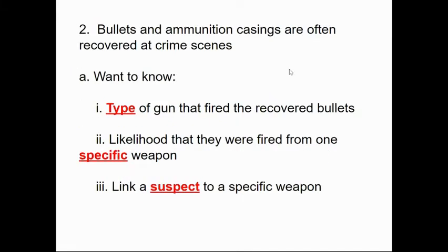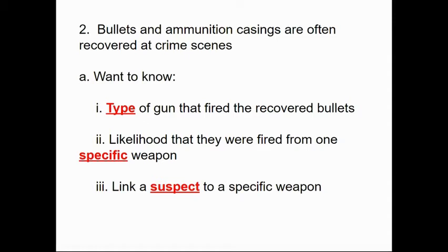Bullets and ammunition casings are often found and recovered at crime scenes as well. What are some things you're going to want to know as an investigator? You're going to want to know the type of gun that was used if you have a recovered bullet. Then you have an idea of what you're looking for. You might know what you need to put into a warrant when you're looking to do a search of someone.